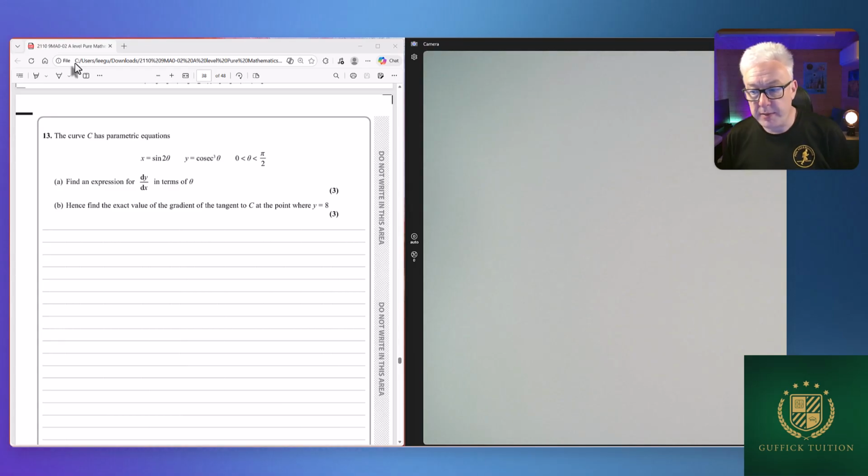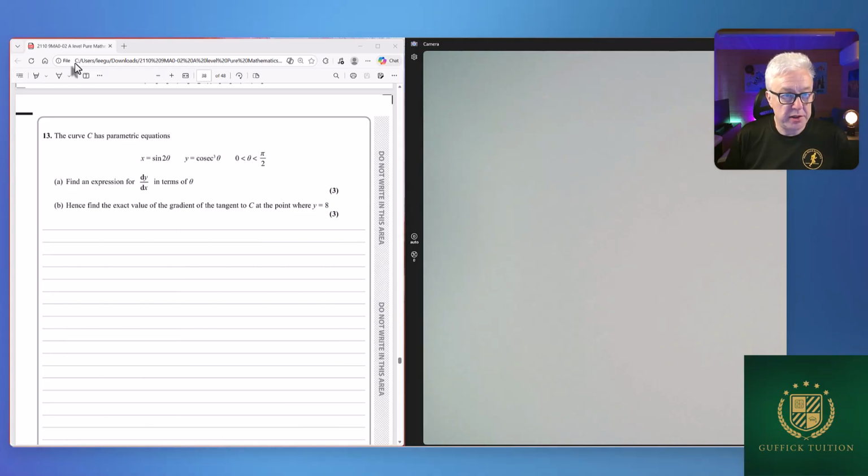Hello everyone, we have a parametric equation question here. It says the curve C has parametric equations x is equal to sine 2 theta and y is equal to cosec cubed theta. Find an expression for dy by dx in terms of theta.